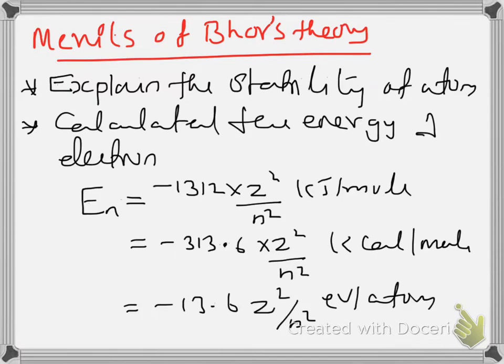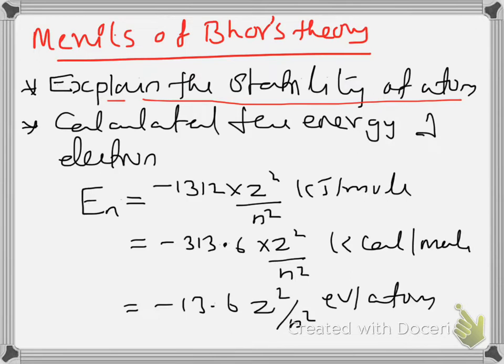First one, explaining the stability of atom. The first demerit of Rutherford was his failure to explain the stability of atom. According to his model, when a charged body revolves around the nucleus, there will definitely be a decrease in the radius of the orbit, and finally that electron will fall into the nucleus as a consequence of electromagnetic wave theory.